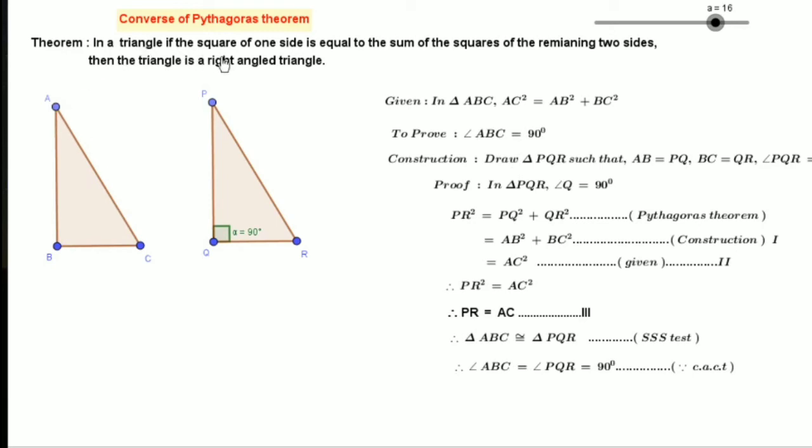So here it is given that the square of one side is equal to the sum of squares of the remaining two sides, and we have proved that in this triangle angle ABC is 90 degrees, that is, a right angle triangle. So in this way we have proved the converse of Pythagoras theorem. That is, if the square of one side is equal to the sum of the squares of the remaining two sides, then the triangle is a right angle triangle.